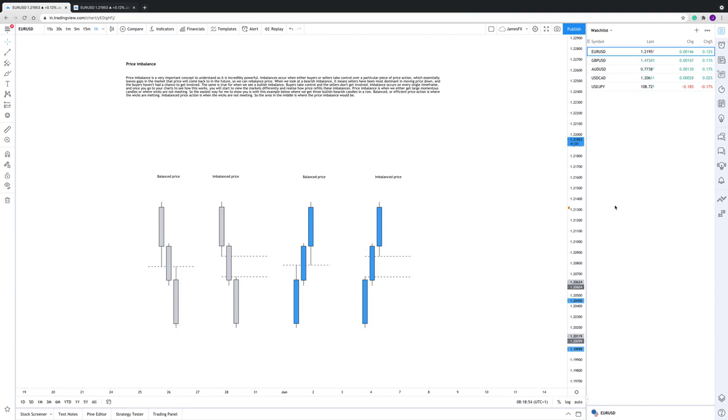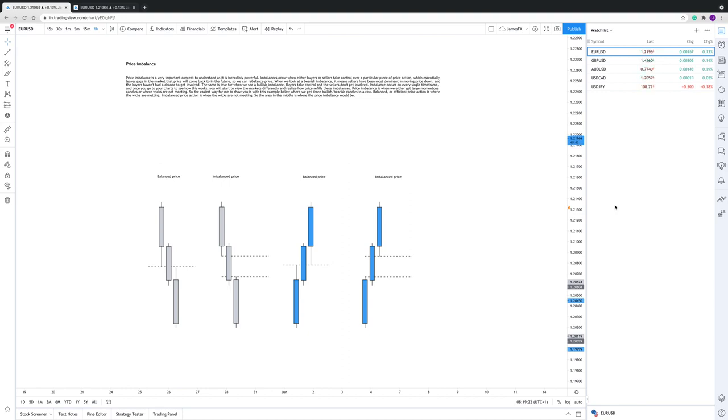Price imbalance is a very important concept to understand, as it can be incredibly powerful. Imbalances occur when either buyers or sellers take control over a particular piece of price action, which leaves gaps in the market that price will eventually come back to in the future, so we can rebalance price before continuing in that direction.